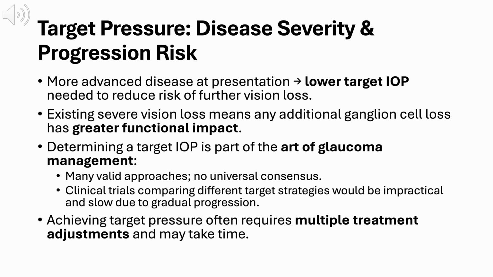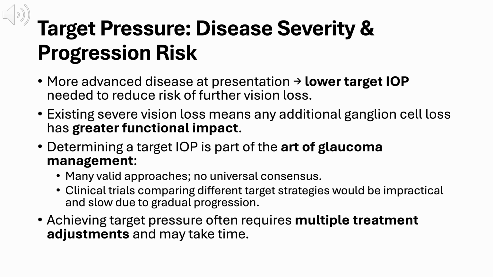The severity of disease at presentation plays a major role in determining how low the target pressure should be. Patients with more advanced optic nerve damage require lower pressure targets to minimize the risk of further vision loss. When there's already significant visual field compromise, even small additional losses of ganglion cells can have a much greater functional impact on the patient's daily life.